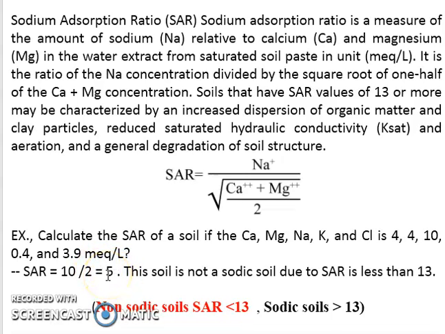5 means that the soil is non-sodic, because more than 13 is considered sodic, while less than 13 is considered non-sodic soil.